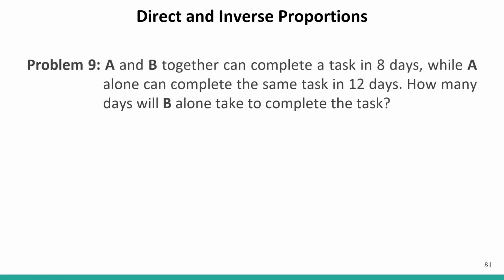So let's see problem number 9. If A and B together can complete a task in 8 days, so they complete the task in 8 days, the combined work rate is equal to 1 by 8. While A alone can complete the same task in 12 days, so A's work rate is equal to 1 by 12. It asks how many days will B alone take to complete the task.